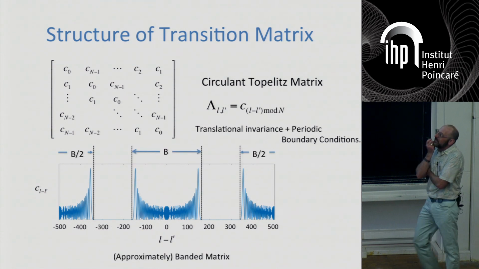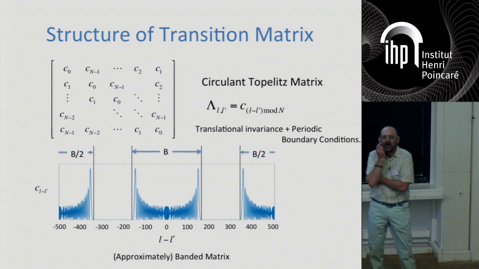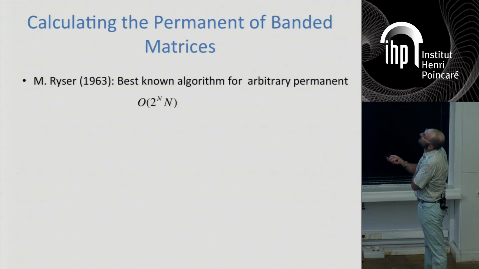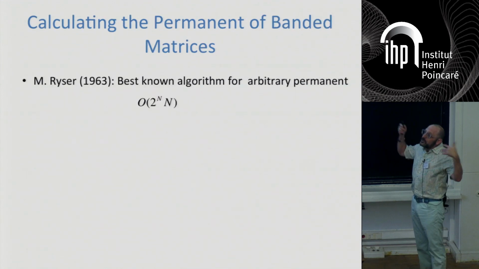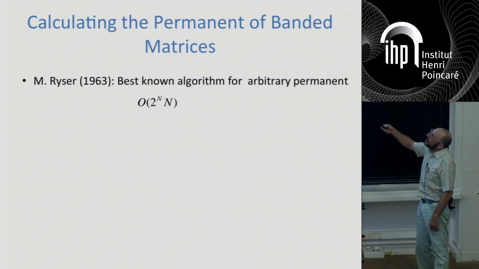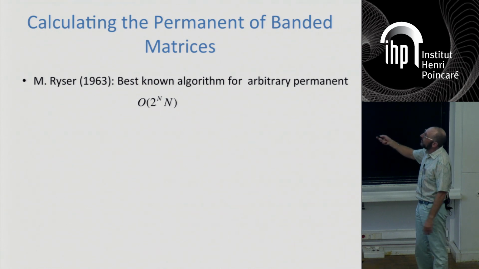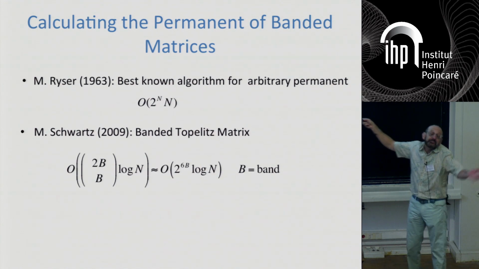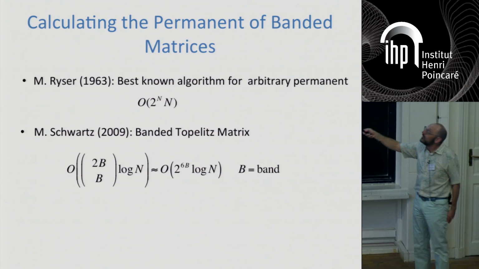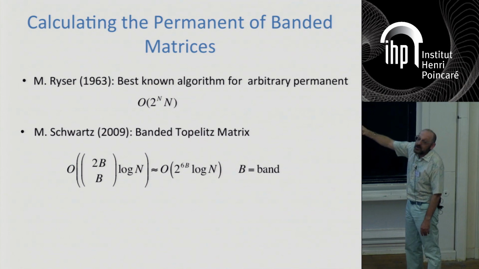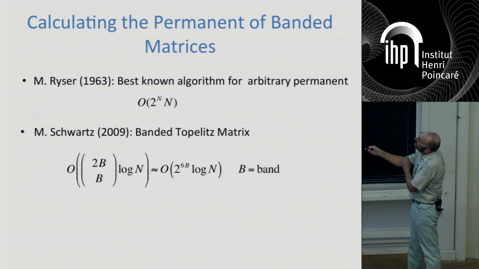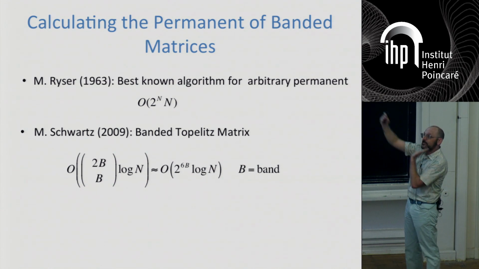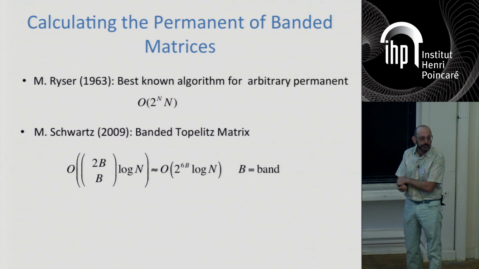So then we went into the literature and asked, is calculating the permanent of that hard or easy? Well, it depends. For a generic matrix, the best known algorithms for calculating an arbitrary permanent scale exponentially with the size of the matrix, n. But if I have a banded Toeplitz matrix, we have this kind of scaling. This is at least the best known algorithm that we could find. It was not so long ago written down. It scales essentially exponentially with the size of that band and logarithmically with the size of the matrix.